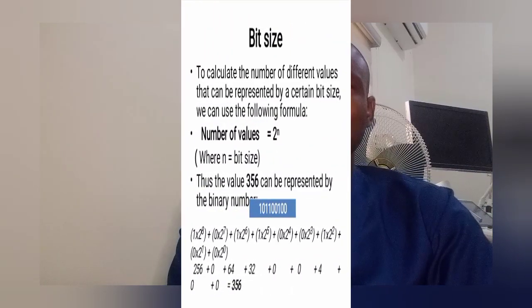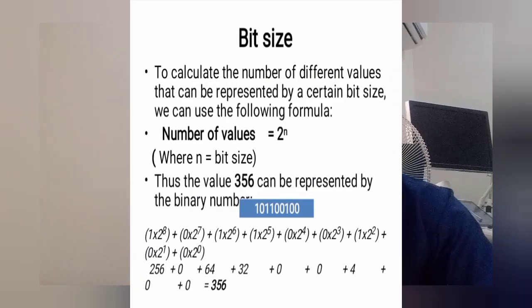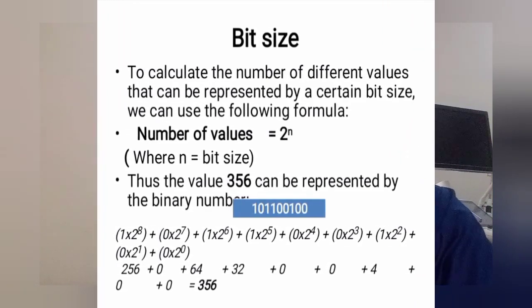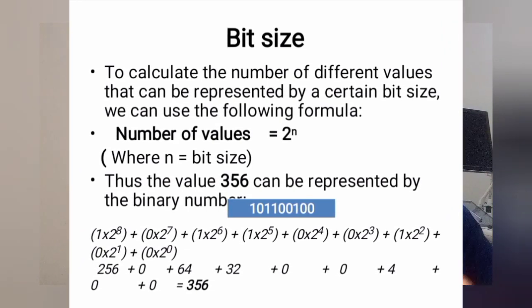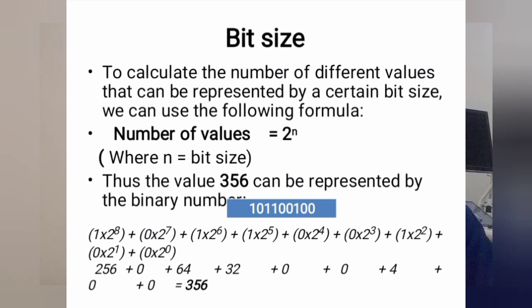To calculate the number of different values that can be represented by a certain bit size, we can use the following formula. The number of values is equal to 2 raised to the power of n, where n is equal to the bit size. That's to say, the value 356 can be represented by the binary number 101100100, and this is the calculation below to help you understand that and the application of the formula for bit size.